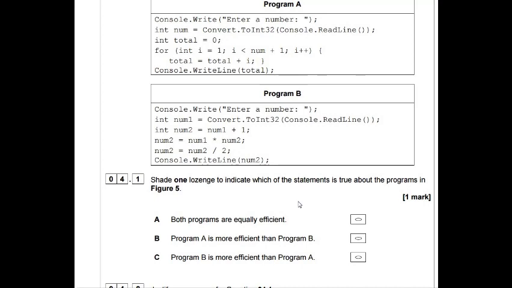Right, that's time for the elimination round. Woohoo! So, shade one lozenge to indicate which of the statements is true about the programs in figure 5.